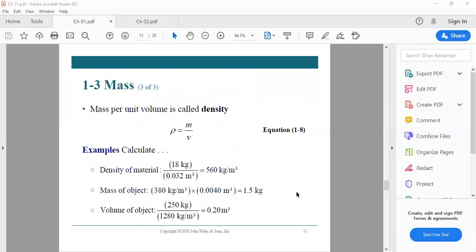So, mass per unit volume is called density. In other words, if you have a mass and if you divide it by how much volume it takes up, boom, you've got your density. You can see the examples there where you can take that formula and you can use it algebraically. You can turn it around, solve it for volume, which would be mass over density, or you can solve it for m, which is going to be the density times the volume.